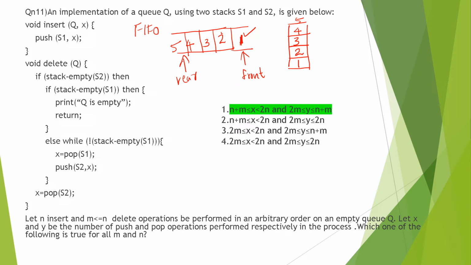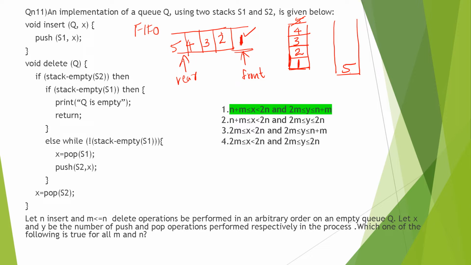But in the case of delete, we are going to delete from the front end. Whenever we perform a DQ operation or delete operation in the queue, the first element we are going to delete is 1. But 1 is at the bottom of the stack, and in a stack we can perform the pop operation only on the top of the stack. So we need one more stack, so that we pop 5 from here and push 5 to the other stack. That means one pop and one push is required.